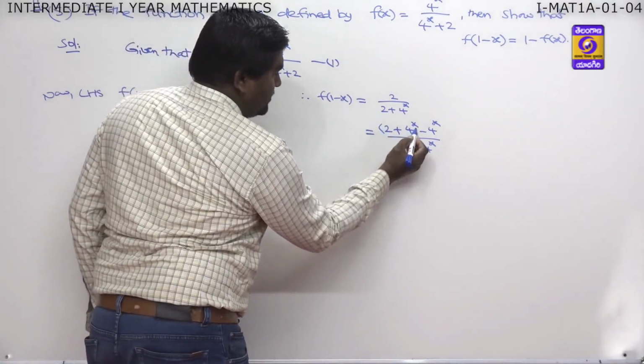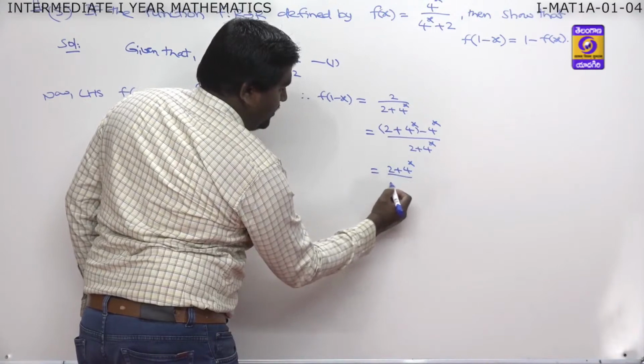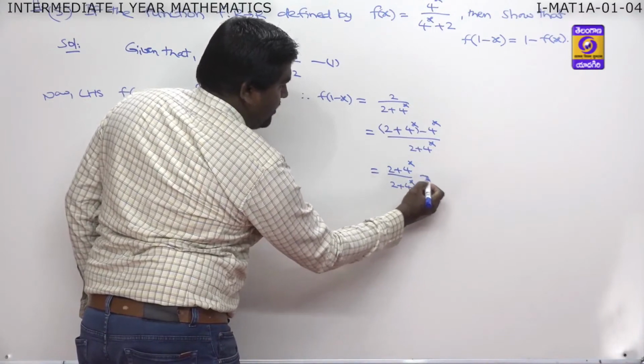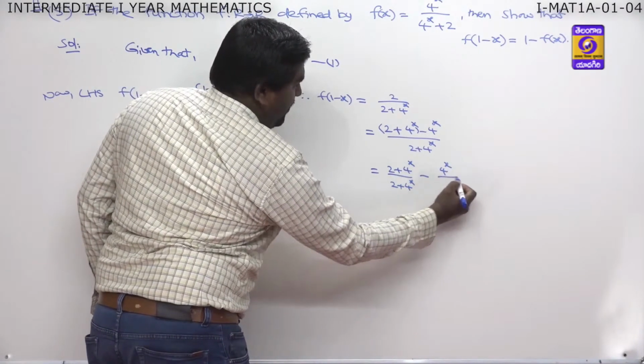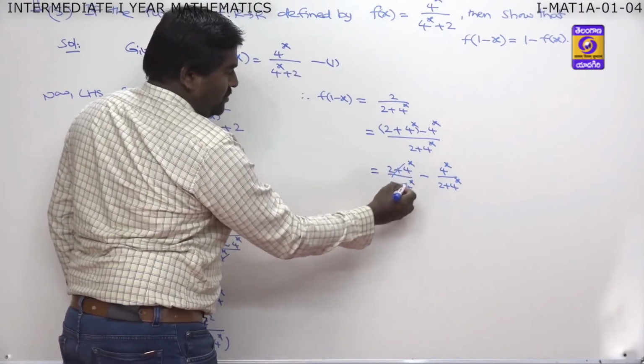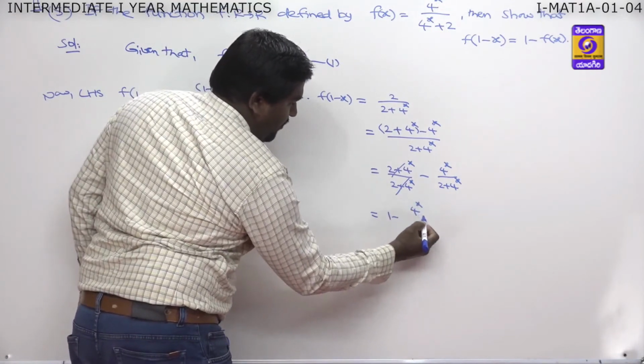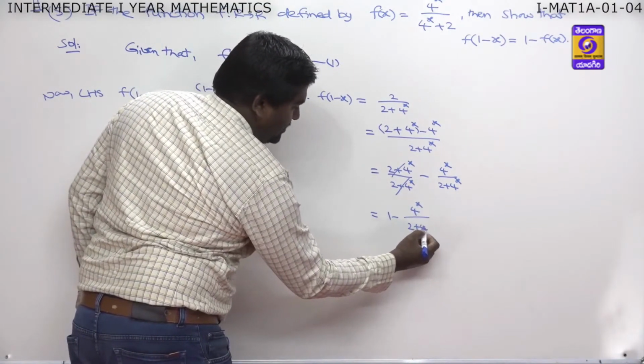It can be written as 2 plus 4 power x by 2 plus 4 power x minus 4 power x by 2 plus 4 power x. These two get cancelled, left with 1 minus 4 power x by 2 plus 4 power x.